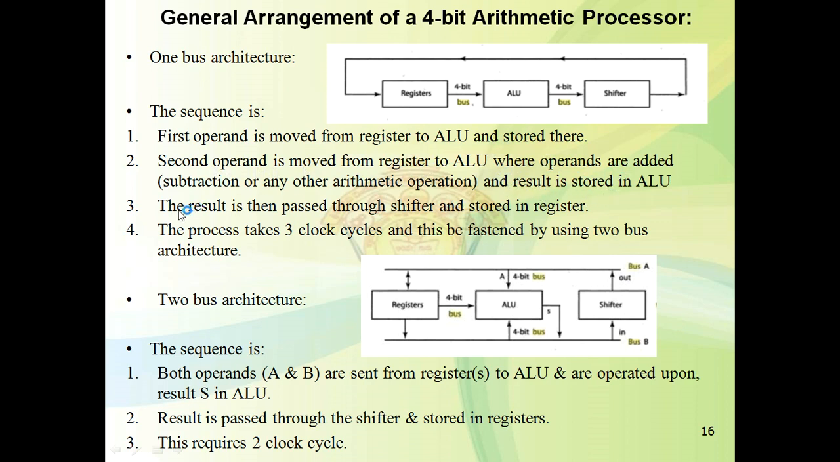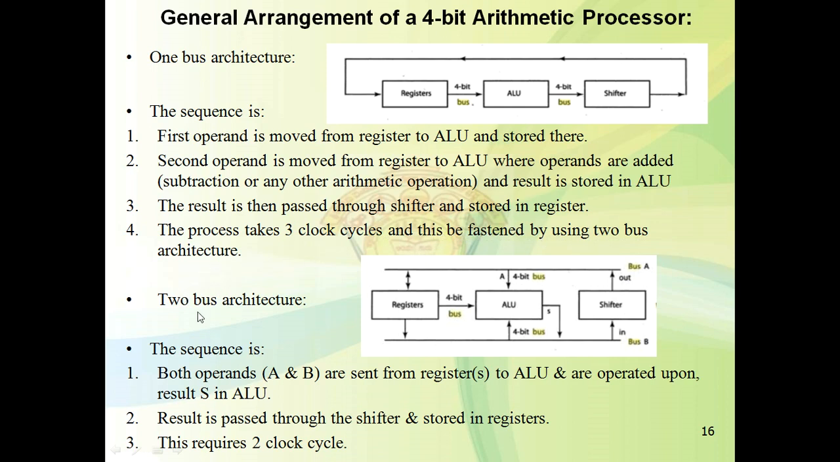In the next cycle, the result is then passed through the shifter and stored into the register. Whatever shifting operation you want to do will be done, and we have to pass it through to the register again and store it into the register. In this way, we require a total of 3 clock cycles. This will be faster by using the 2 bus architecture.